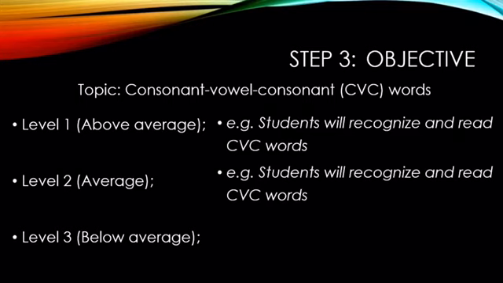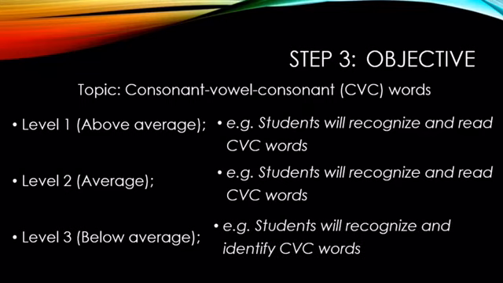But how can we make a difference? We may increase the number of words to be introduced in level 1 and level 2, say 7 for level 1 and 5 for level 2 and 3 for level 3. Otherwise, for level 3, we may set: students will recognize and identify CBC words. Here, instead of reading, it is aiming to identify because identification is easier than reading, right?